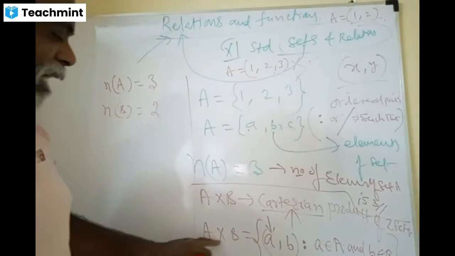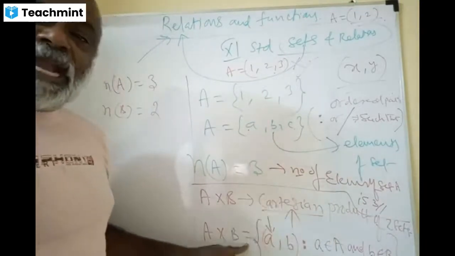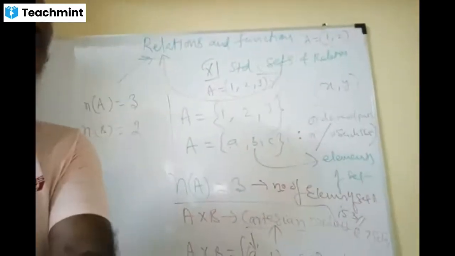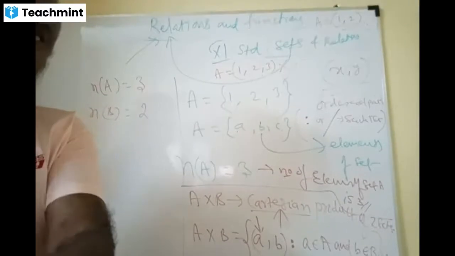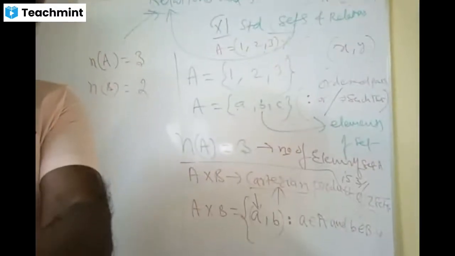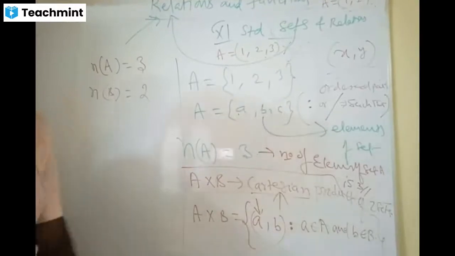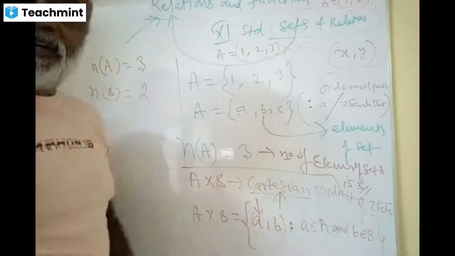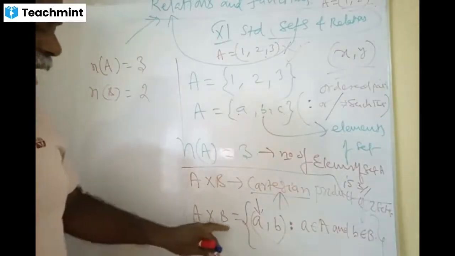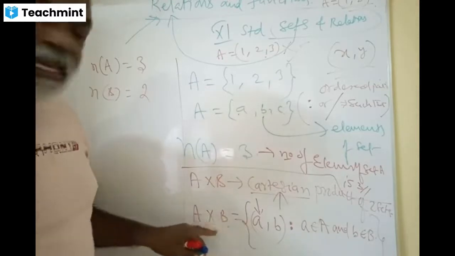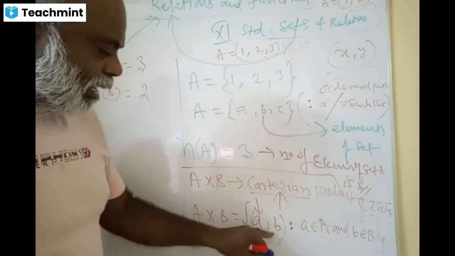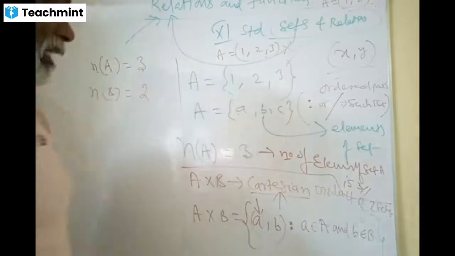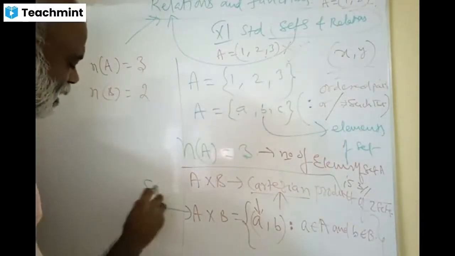So how do we read the Cartesian product of two sets A and B? A cross B is mathematically defined like this: A cross B is a set of ordered pairs (a, b) such that a belongs to A and b belongs to B. This is the mathematical definition. This is actually the set builder form.